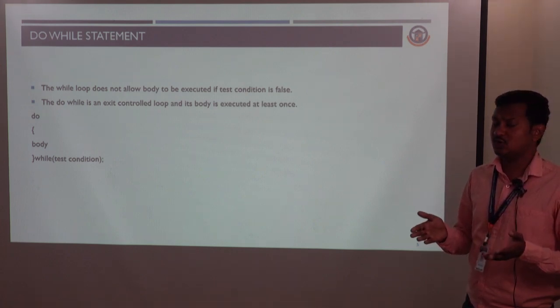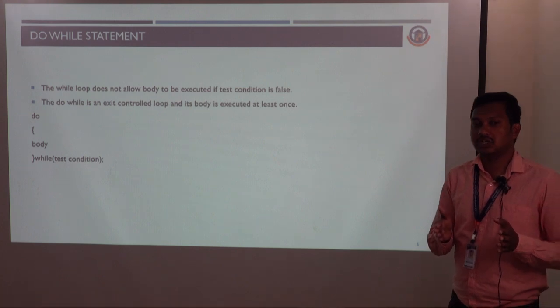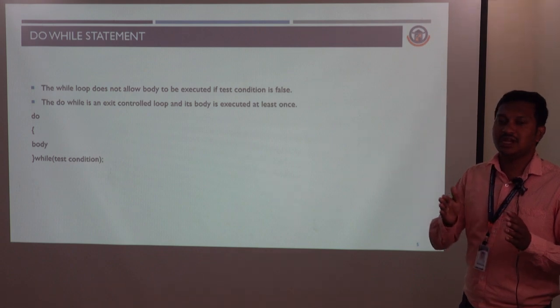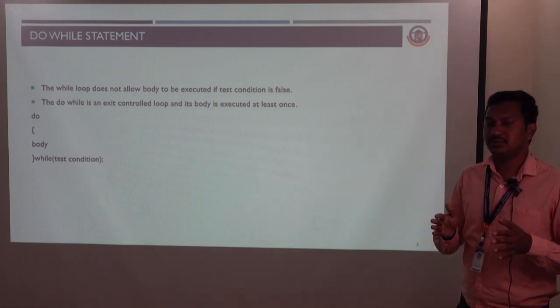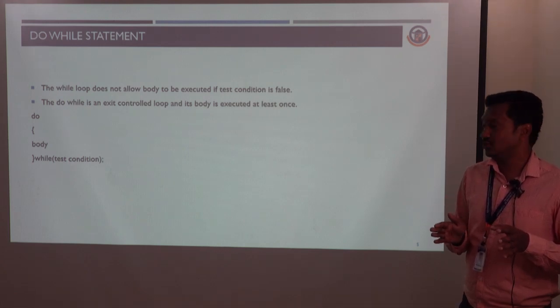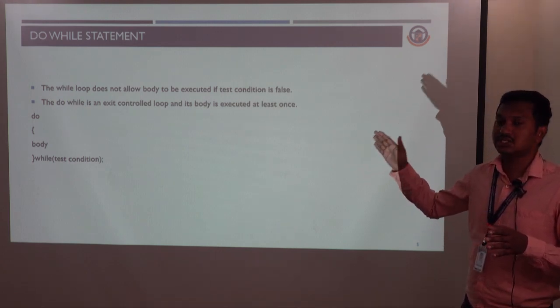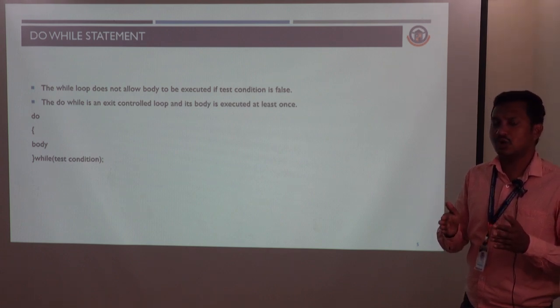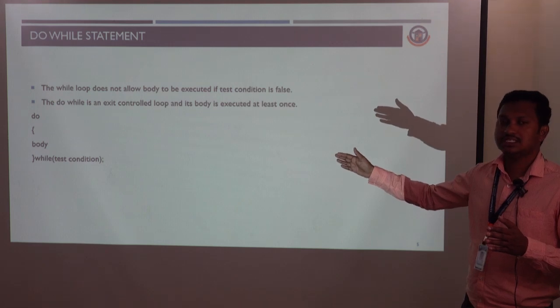The main difference between while and do while, as I already told, is that while is the entry control loop and do while is the exit control loop. In while, if the condition is true the statement will be executed, and if the condition is false the statement will not execute. But in do while, even if the condition is false, the statement will be executed at least one time.